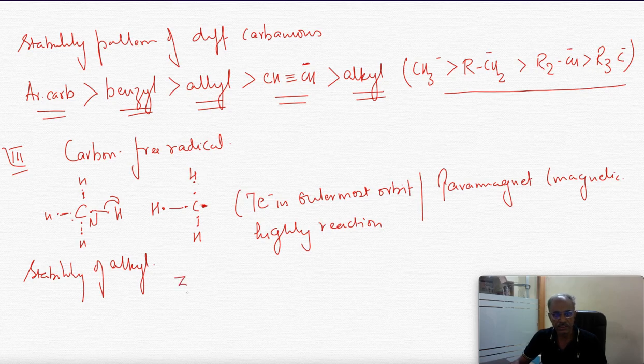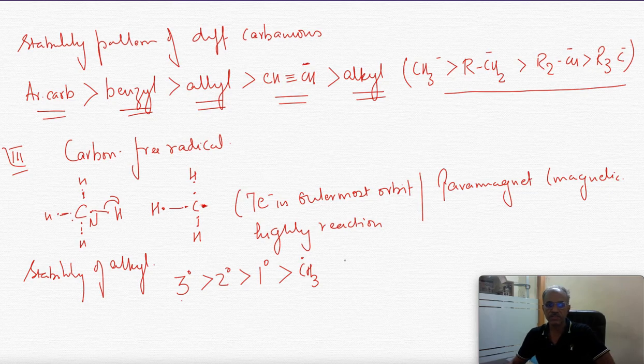So tertiary radical is more stable than secondary, which is more stable than primary, which is more stable than CH3 dot. Right? Because the tertiary carbon atom will be bonded with 3 methyl groups, and they will donate electrons towards the carbon free radical, leading to its stability. Tertiary is more than secondary, is more than primary.